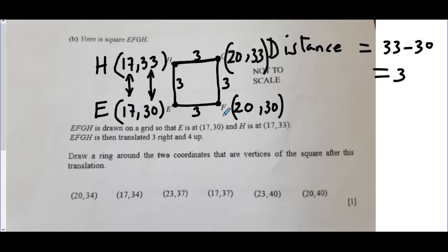I hope that is clear. So here we have 20,30. The value of Y here will be maintained because you are moving along the horizontal line. Okay. So the coordinates of F will be 20,30.